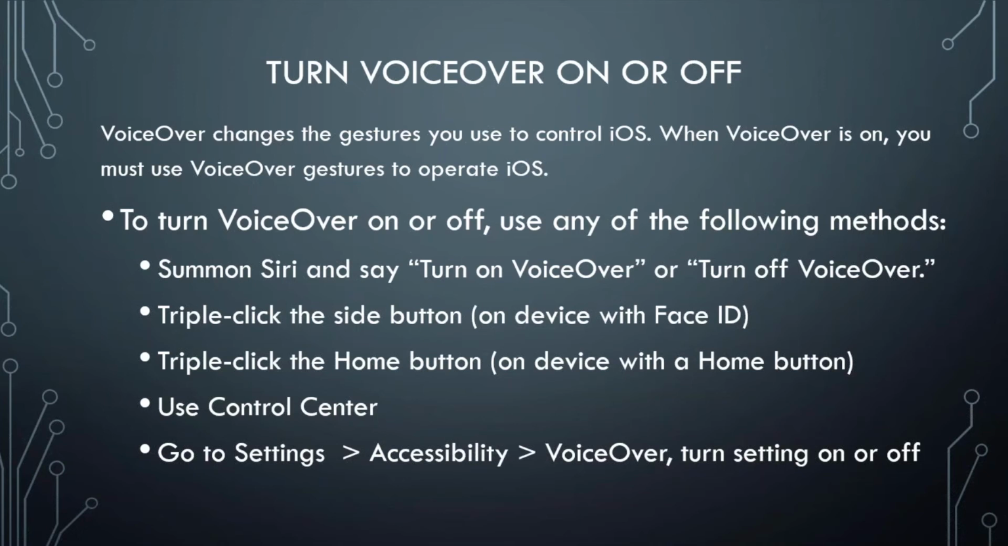Okay, so to turn on VoiceOver, you can do it a few different ways. One way would be to summon Siri and say, turn on VoiceOver, or if you need to turn off VoiceOver. Another way to do it would be to triple click the side button if the device has the Face ID option, or if it doesn't have that option, then you triple click the home button. And then you would go into Control Center, go to Settings, Accessibility, click on VoiceOver, and then turn that setting on or off. So there's a few different ways you can do it. Any of those methods work, and it would just be dependent on which method works best for you.